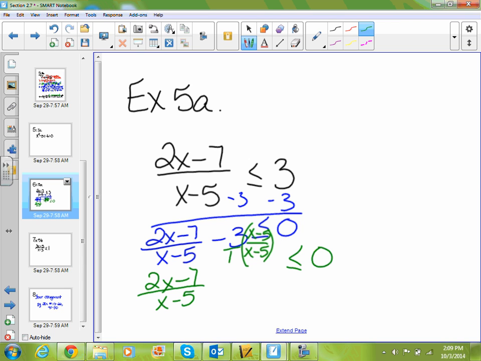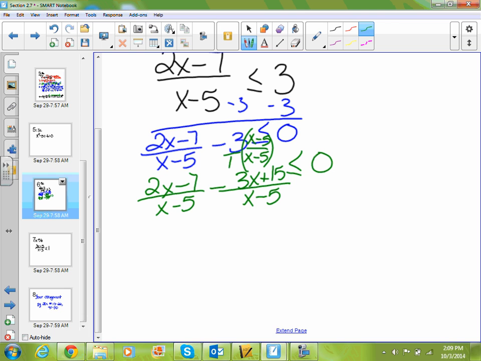This is like 3 over 1. So 3 times x is 3x. 3 times 5 is 15. And the negative times a negative gives me a positive. 1 times x is x. 1 times 5 is 5. Okay. So now that we have common denominators, now we can compare and combine.